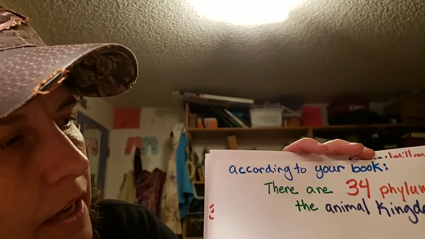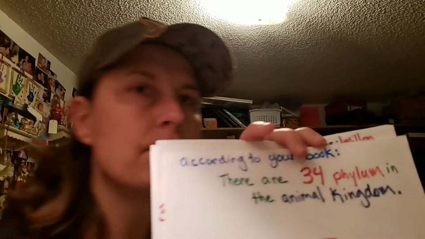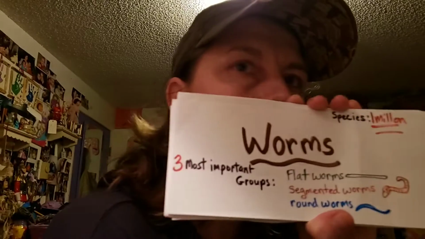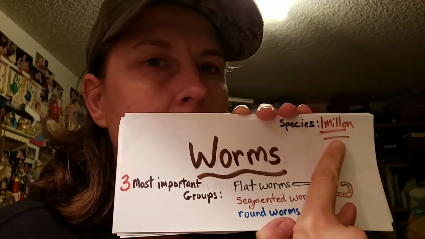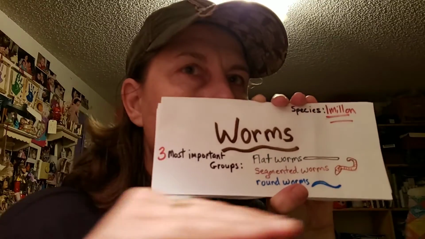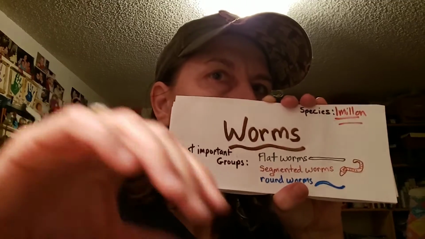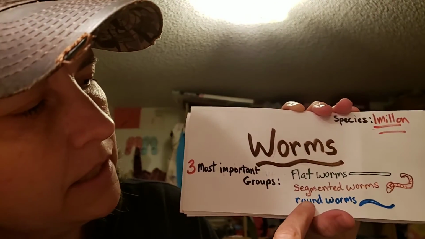According to your book, there are 34 phyla in the animal kingdom. Worms. There are 1 million species of worms. The 3 most important: flatworms, segmented worms, roundworms. Okay? Flat, segmented, and round.